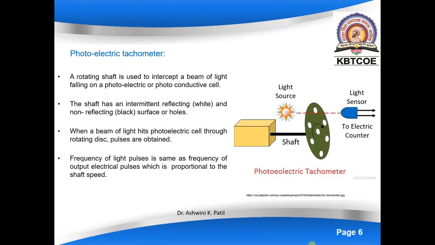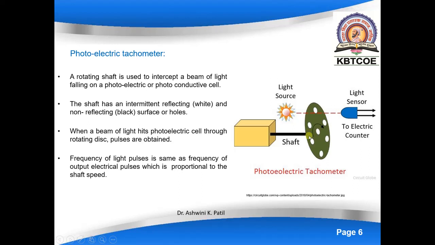The next is photoelectric tachometer. So in construction we can see here the shaft is having one disc, and on this disc either a number of holes or transparent and opaque areas are formed. On one side of this disc there is a light source, and at the other side of this disc there is a sensor. So it could be an LDR or some photoelectric cell.